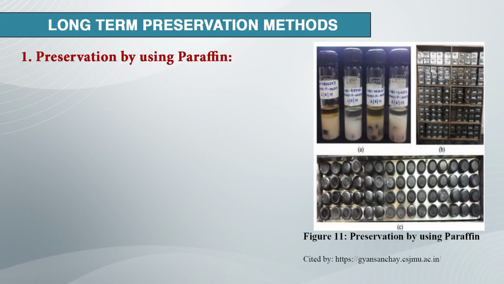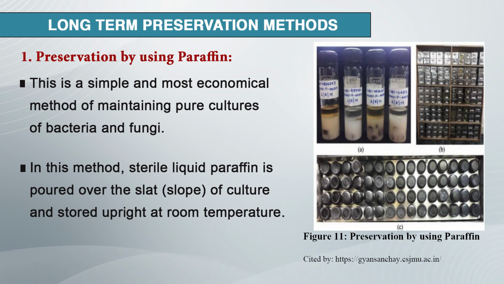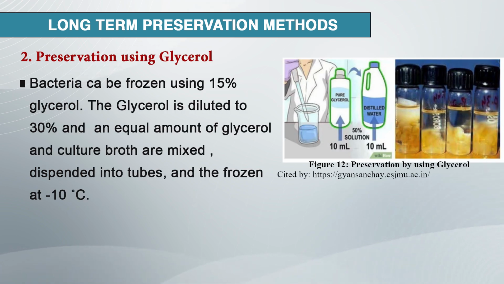Culture and general storage of the isolates at minus 20 degrees Celsius is not recommended. Long term preservation method: preservation using paraffin. This is a simple and most economical method of maintaining pure cultures of bacteria and fungi. The layer of paraffin ensures anaerobic conditions and prevents dehydration of the medium. This condition helps the microorganism or pure culture to remain in a dormant state and therefore, the culture can be preserved for months to years.